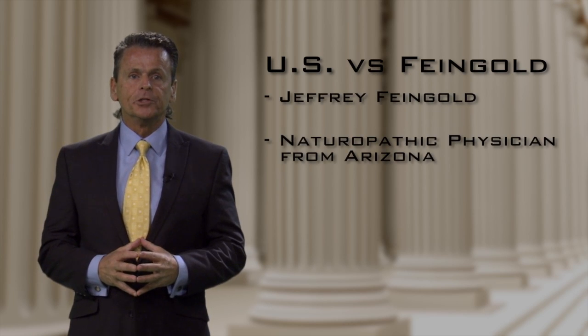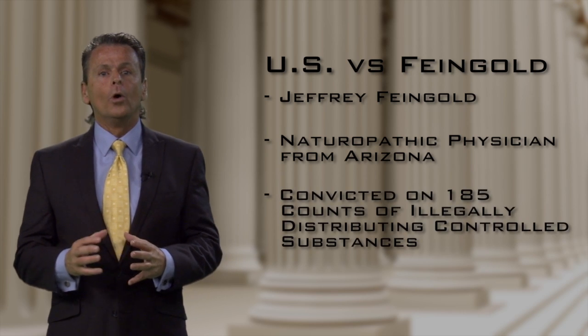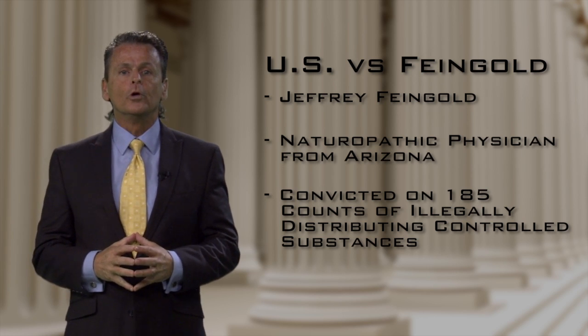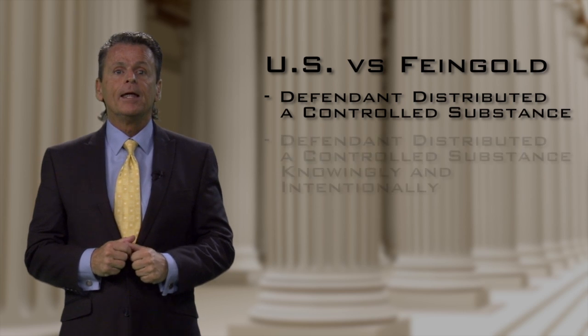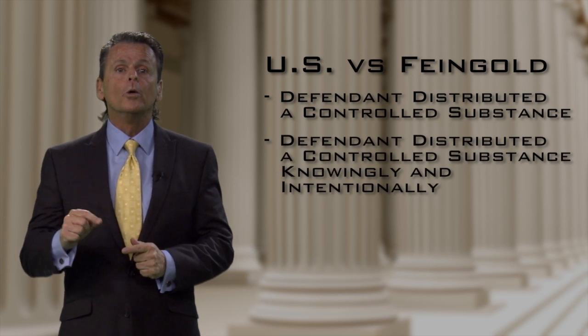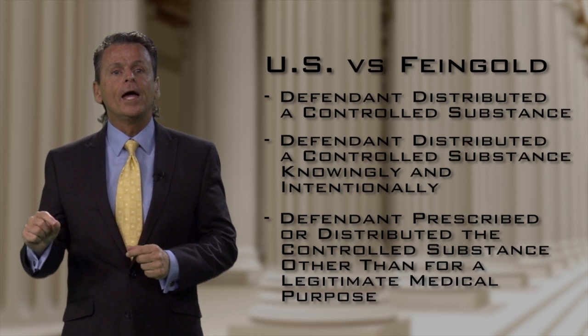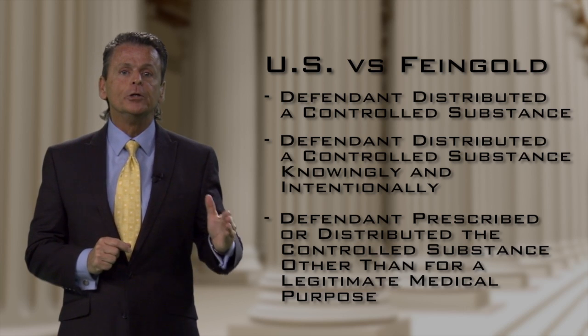The case is United States versus Feingold. Jeffrey Feingold was a naturopathic physician in the state of Arizona who was convicted on 185 counts of illegally distributing controlled substances under the Controlled Substances Act. During the trial in 2006, the government needed to prove the following three elements beyond a reasonable doubt: that the defendant distributed a controlled substance, that the defendant distributed the controlled substance knowingly and intentionally, and that the defendant prescribed or distributed the controlled substance other than for a legitimate medical purpose and not in the usual course of professional practice.